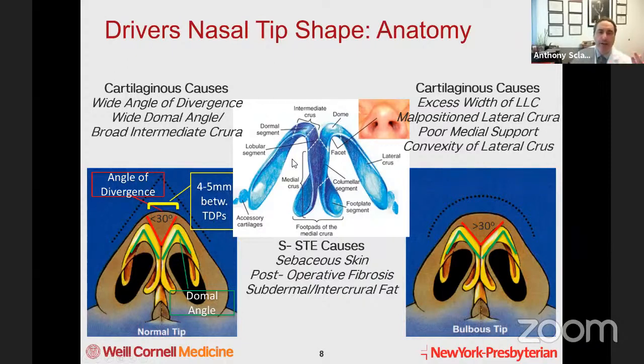Other causes, you can just have too wide lower lateral cartilage, particularly the lateral crus. You can have malpositioned lateral crura, you can have poor medial support, and you can have convexity of these lateral crura. And we'll talk about those as we go along. Another really significant and difficult point in terms of the bulbous tip, particularly the post-operative, the revision rhinoplasty bulbous tip, is the skin soft tissue envelope, okay? People who have sebaceous skin are really, really difficult to treat to have a nice petite nose. People who develop a lot of post-operative fibrosis, whether that may just be their natural status or because there's a little excess bleeding or they're not taped down well enough post-operatively, that will thicken up the tip. And there are some patients who have subdermal and even intercrural fat in this space in between the domes. And we'll talk about that as we go along.